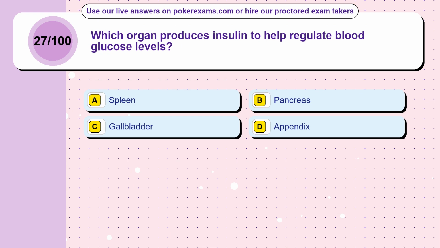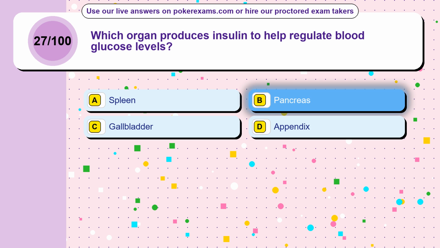Question 27. Which organ produces insulin to help regulate blood glucose levels? Option A, spleen. Option B, pancreas. Option C, gallbladder. Option D, appendix. The correct answer is option B, pancreas.